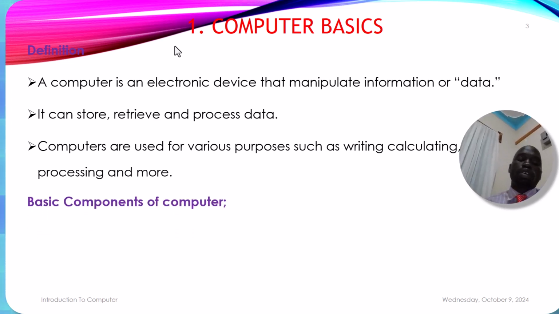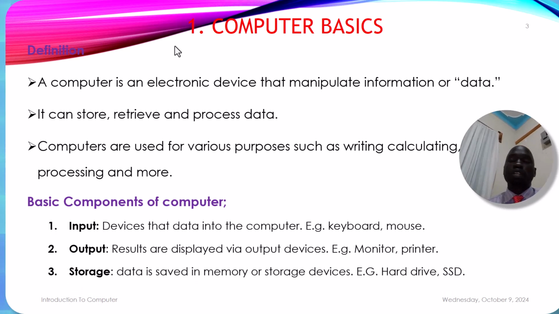Then basic components of computer. Basically, computer has 3 components. That is an input, output, and a storage. An input devices that put data into the computer. For example, keyboard, mouse. These are the things which we are going to use for inputting data into the computer.